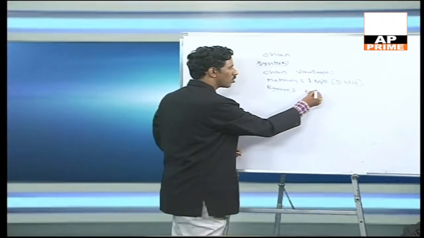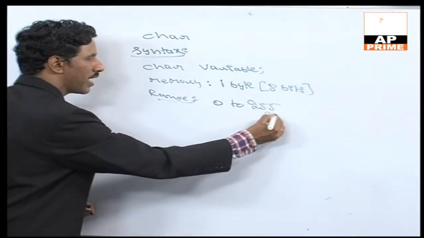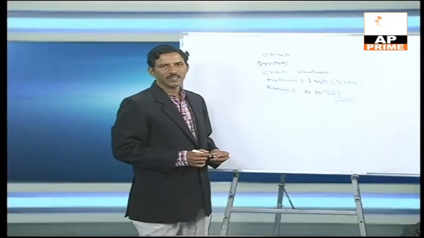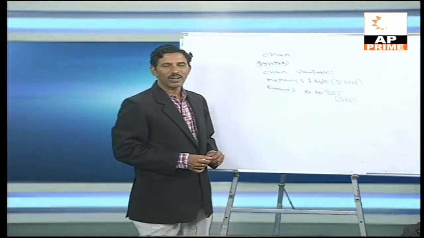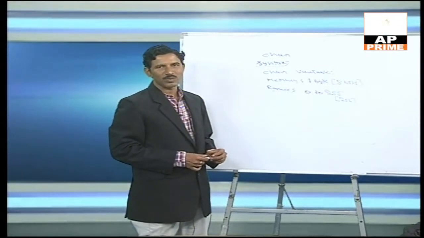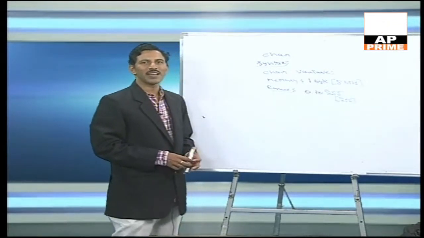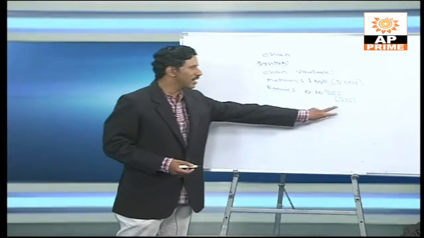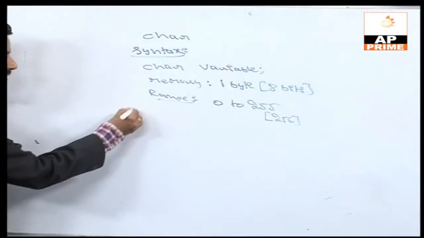The range is 0 to 255, totally 256. And which are the characters under the C programming language? As I already discussed, ASCII values. For every character data type, which values are allowed? ASCII values are allowed: uppercase letters, lowercase letters, digits and symbols. Totally how many ASCII values do you have? 256 ASCII values, which are fixed.